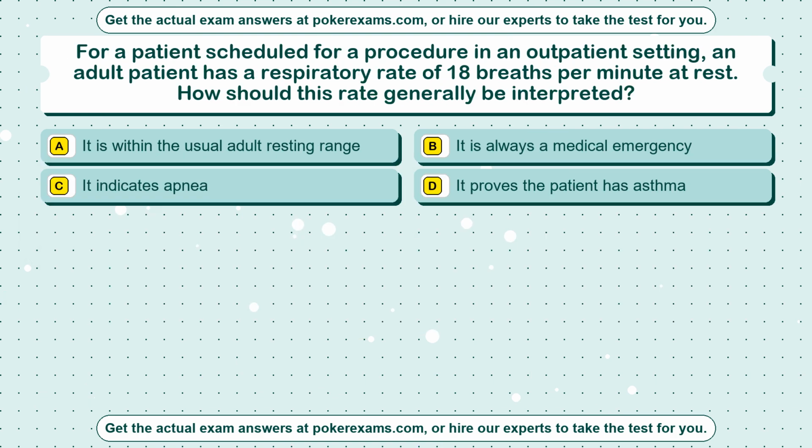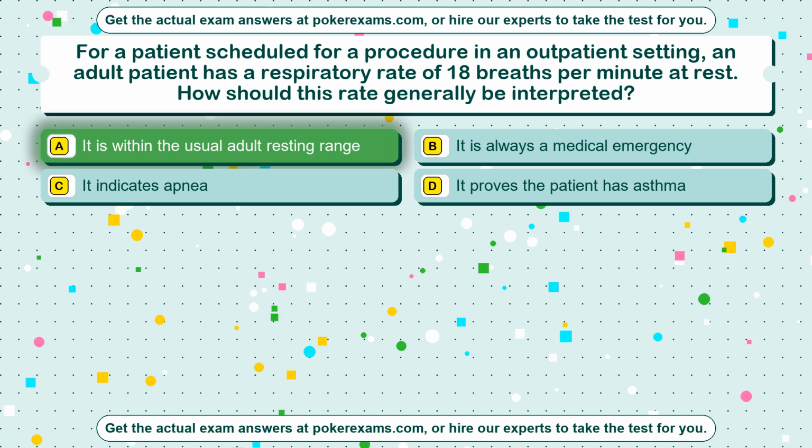Question 4. For a patient scheduled for a procedure in an outpatient setting, an adult patient has a respiratory rate of 18 breaths per minute at rest. How should this rate generally be interpreted? Option A. It is within the usual adult resting range. Option B. It is always a medical emergency. Option C. It indicates apnea. Option D. It proves the patient has asthma.